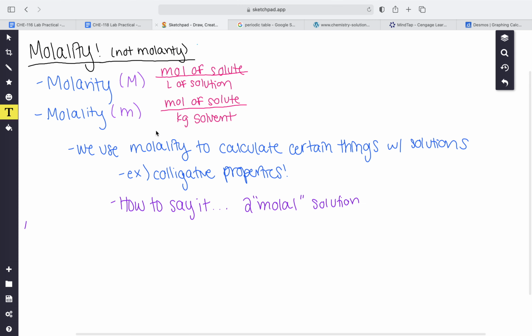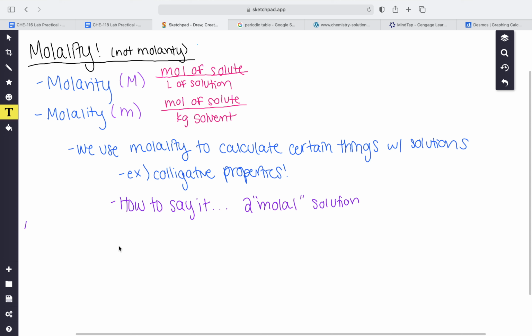Hello everyone, in this video I'm going to do a really quick explanation and a few practice problems on molality. That's a word that I can't say because I'm so used to saying molarity. I've actually never heard of molality before I took this class. So this is a brand new thing for all of us here.